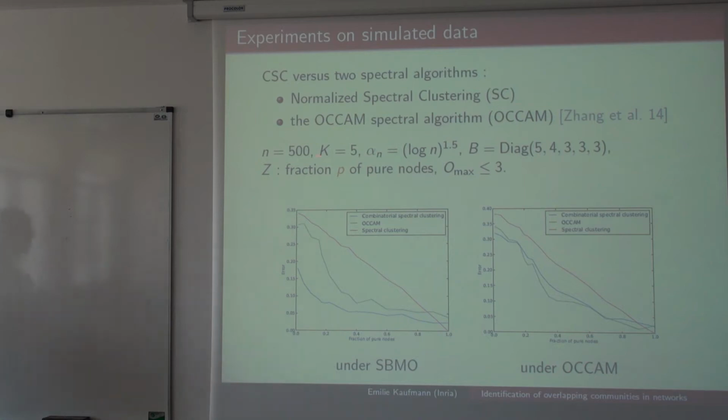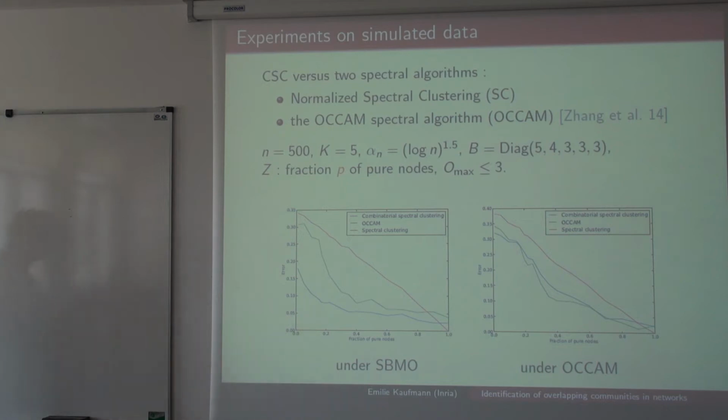But the second algorithm is another spectral method that was very recently proposed and that we call the OCAM. In fact, it is another spectral algorithm, based on a different spectral embedding and a different clustering phase, that is designed to fit a different random graph model that depends on overlapping communities.